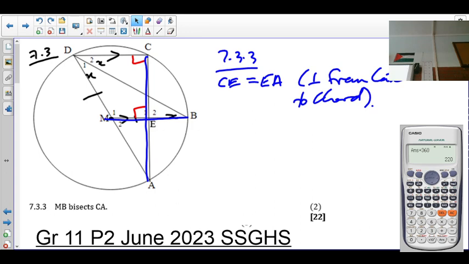And then therefore you can say therefore MB bisects CA, which means cutting off CA. Why? Perpendicular from center to chord. We'd have gotten full 2 marks there.